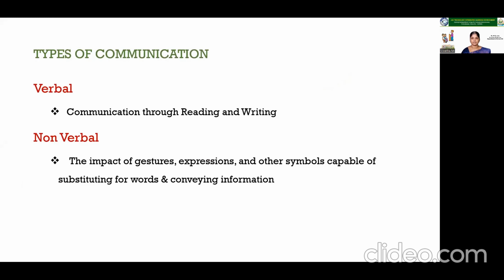Types of communication. There are two types of communication. The first one is verbal communication, the other one is non-verbal communication. Verbal communication is the use of sound and words to express yourself. Verbal communication refers to the production of spoken language to send an intentional message to a listener. For example, training sessions, presentations, group meetings, one-to-one discussions, interviews.